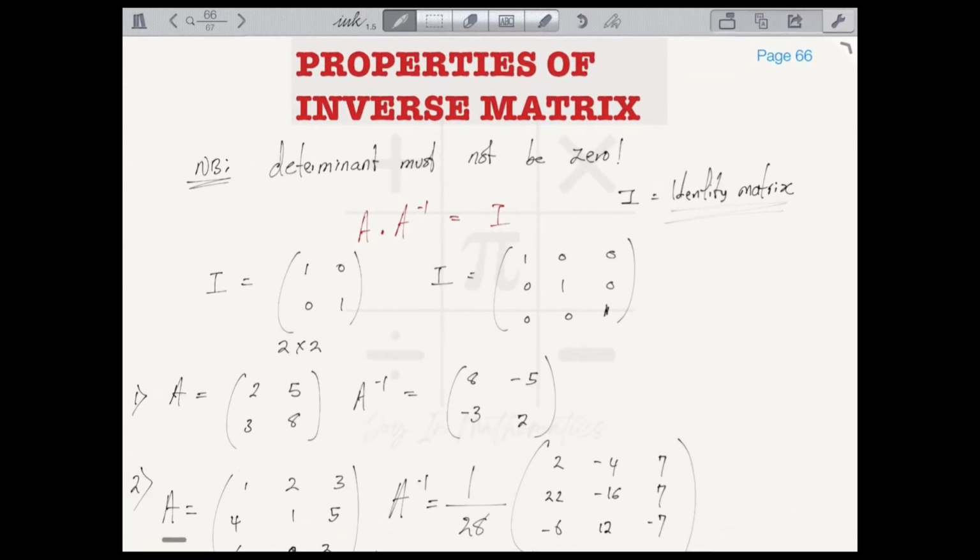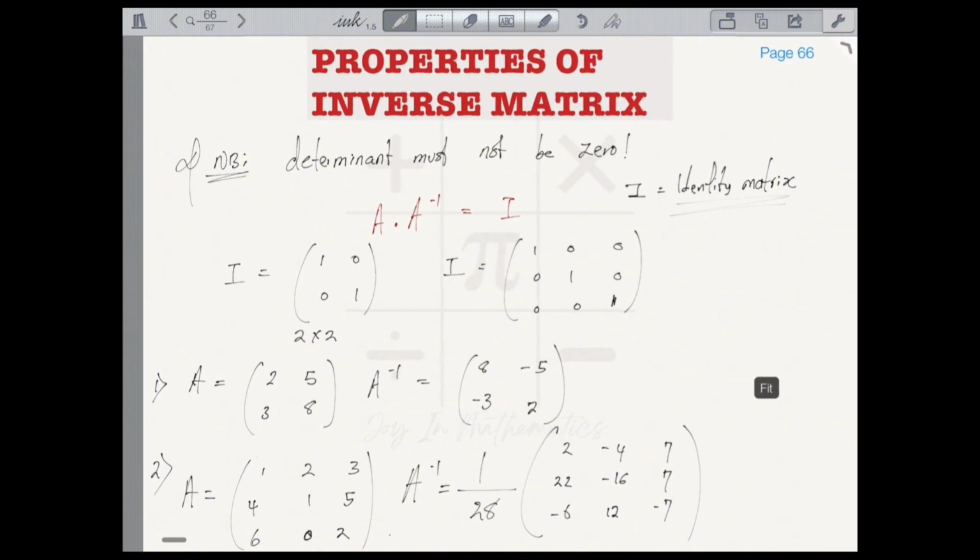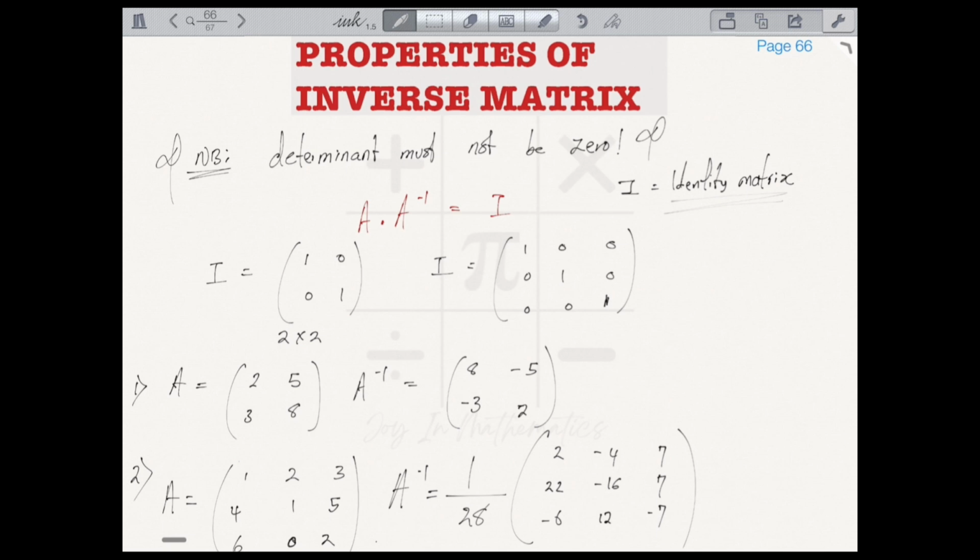Finally, on inverse of a matrix, let's take a quick look at the properties of inverse matrix. Remember the first thing we note: the determinant of the matrix must not be equal to 0, else it will be non-invertible. Now, one key property we want to look at is this: when the matrix and the inverse of the matrix are multiplied together, we will have an identity matrix.